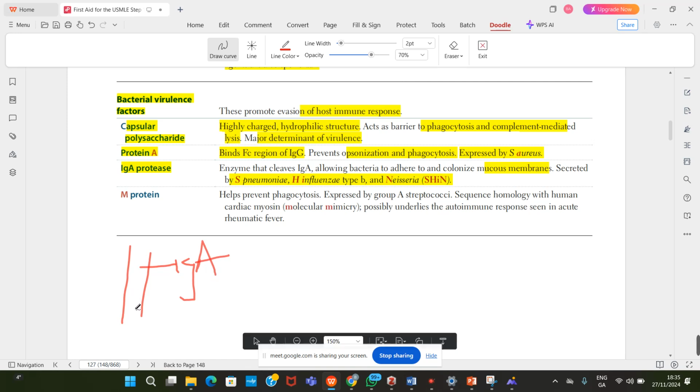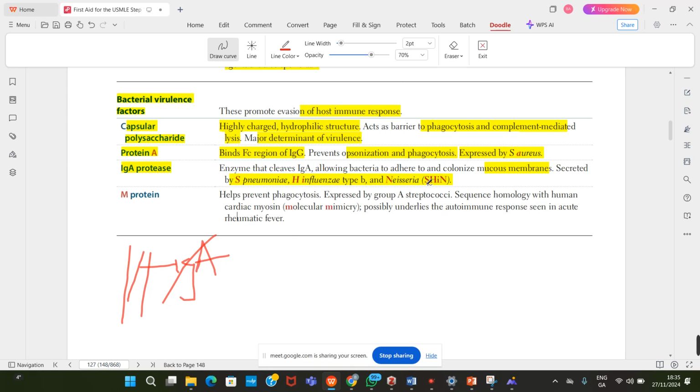It needs to go through the respiratory tract. But there's already IgA in the respiratory tract waiting for pneumonia, waiting for strep pneumo. So what strep pneumo will do is release IgA protease that will cleave off this guy, so that it can gain entry into the respiratory tract and cause the pneumonia. Same with Haemophilus influenzae type B. It can cause pneumonia because it can release IgA protease.